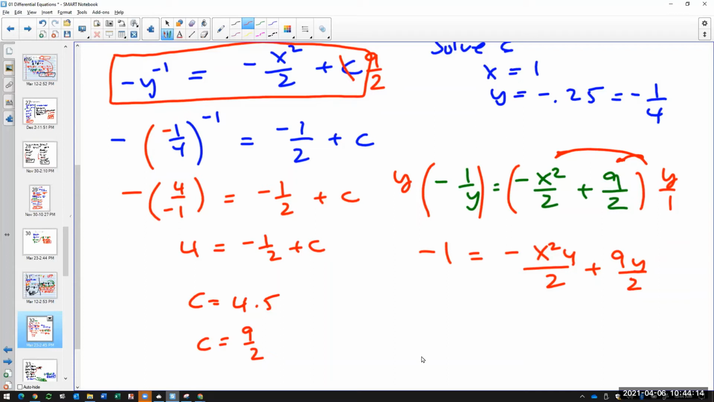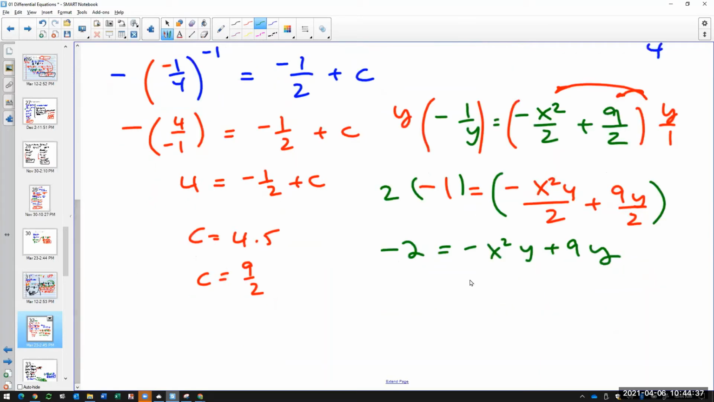Okay. Give me a suggestion. How do you get rid of the 2's? Multiply everything by 2. Is everybody okay multiplying everything by 2? So if I multiply the left side by 2, I'll get negative 2. Multiply the right side by 2, I'll get negative x squared y plus 9y. Okay, guys, how do I solve for y?